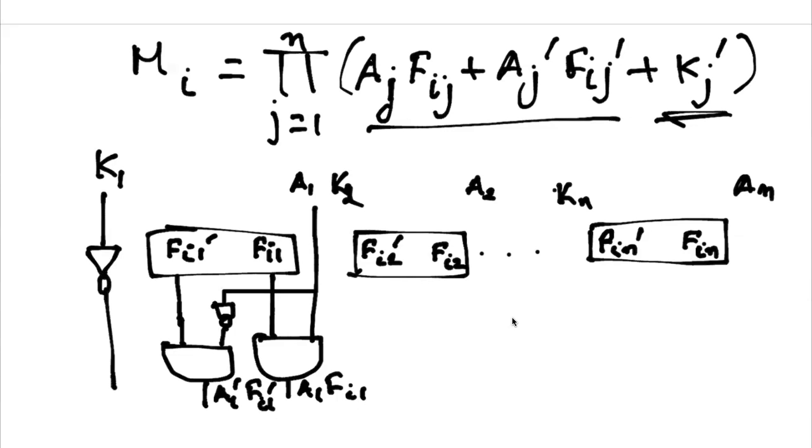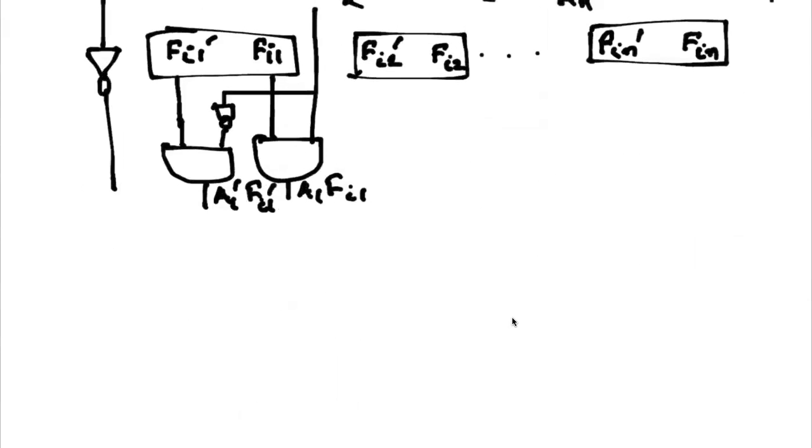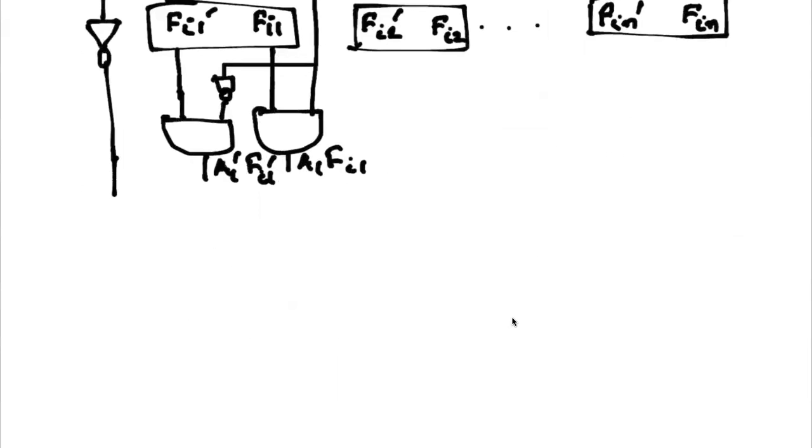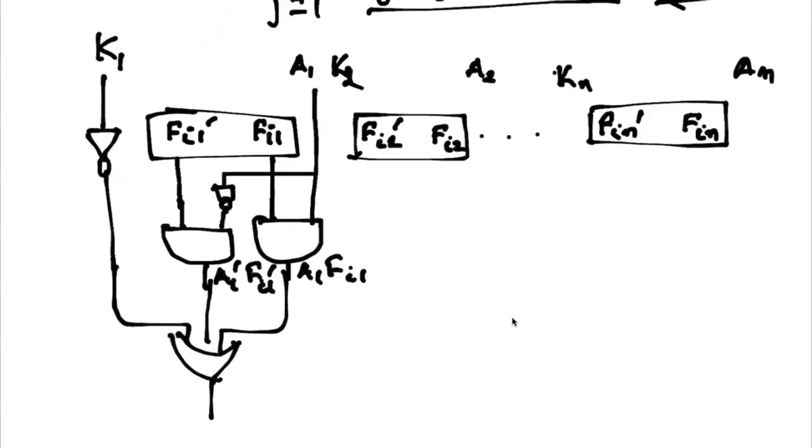Now what I have to do is an OR of all three, that is Kj dash plus Aj dash Fij dash plus Aj Fij, for j equal to 1, so A1 Fi1 plus A1 dash Fi1 dash. So I want an OR of all of this. This is the plus. So this is one cell. Similarly, I can have it for the second cell also.